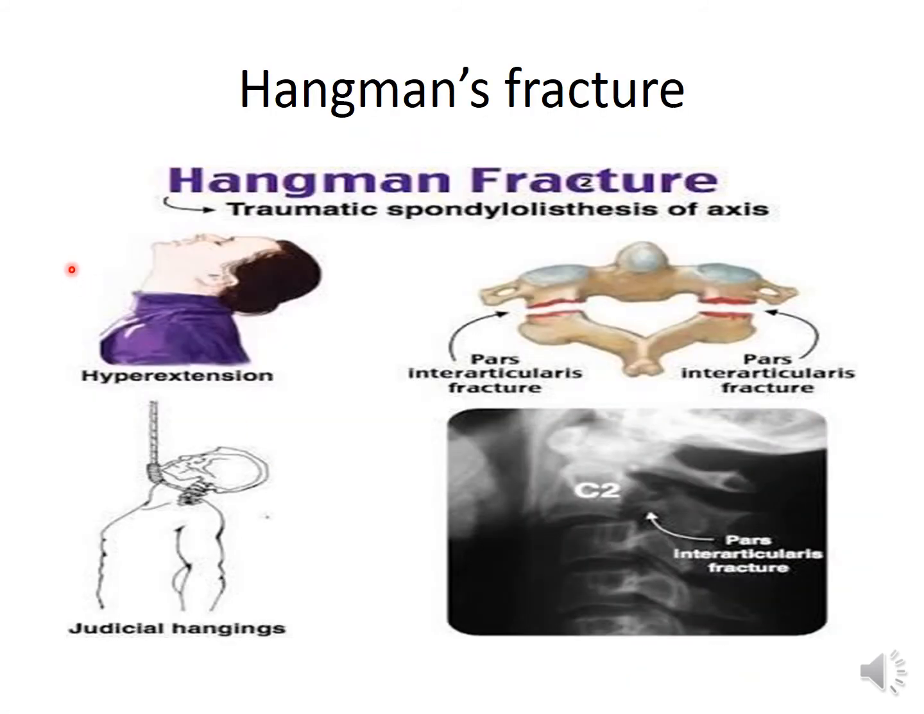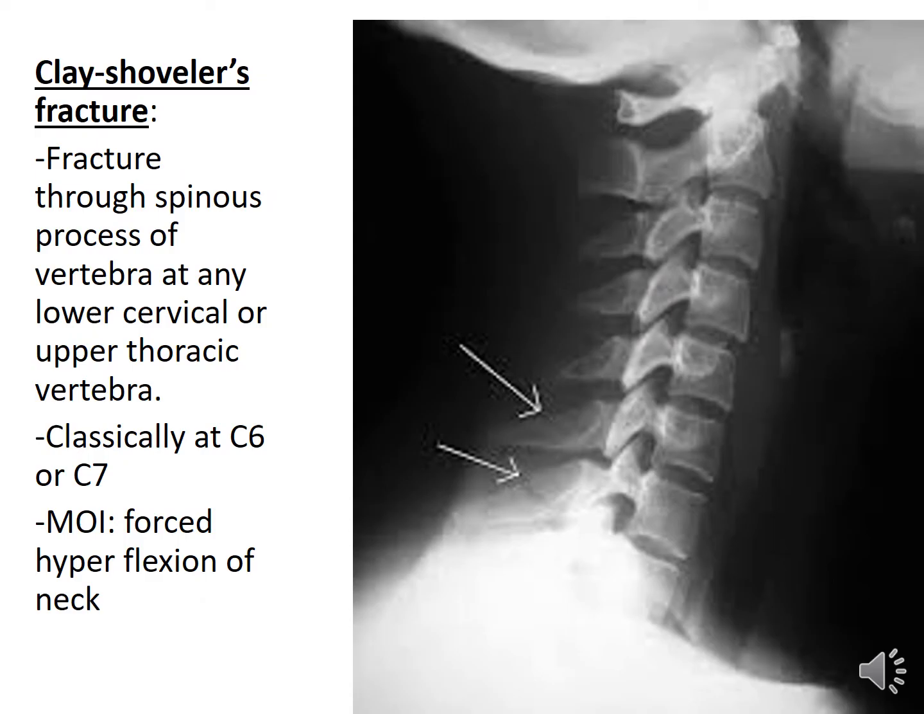Next is the hangman fracture. Hangman is for the C2 vertebra. It's also seen mainly in judicial hanging. There is a hyperextension of the neck, which leads to the fracture of the pars interarticularis region. So this is the hangman fracture, a traumatic spondylolisthesis of the axis.